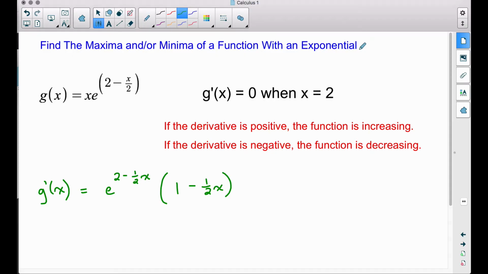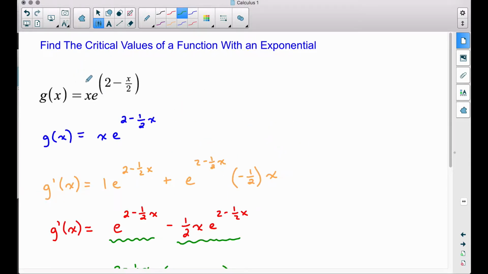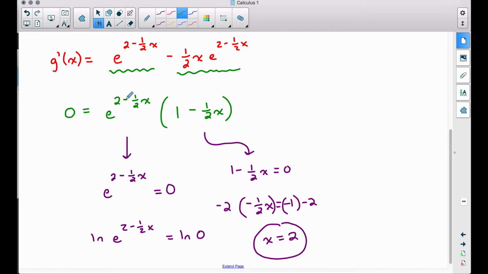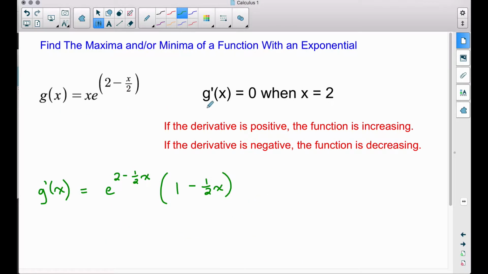In this video, we're going to find the maxima or minima of a function involving an exponential, and we have g of x right here, and we want to find the maximums or minimums of this function. In a previous video, we took this same function and found the critical values of that particular function. So go check this video out. We found the derivative, we set the derivative equal to 0 right here, and then we found one critical value. So that's where this information is coming from. We're picking right up from where we left off in the previous video.